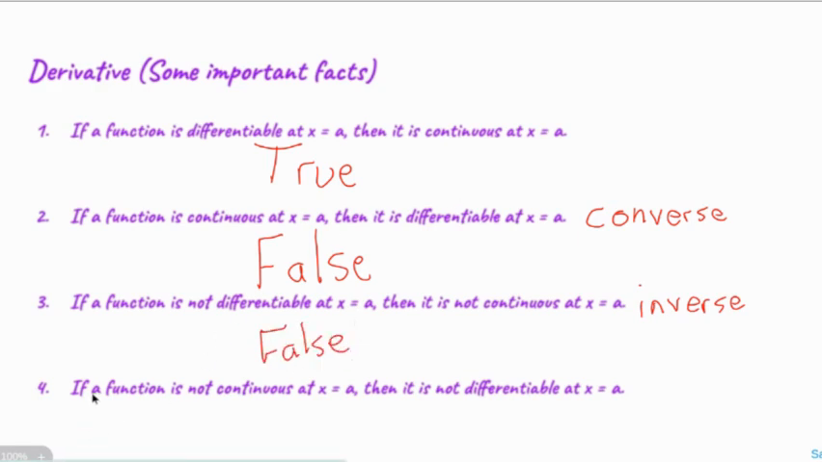Then finally, if a function is not continuous, then it is not differentiable. This is actually true. This is called the contrapositive. It's actually kind of helpful because if we can look at continuity and see that it is not continuous at a point, then we know it's not differentiable. But if we see it's continuous at a point, then we need more information. So what's that information?